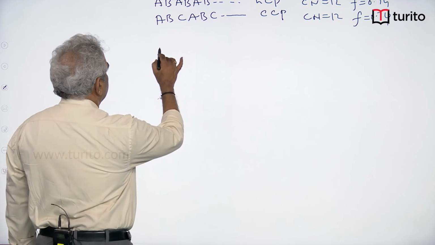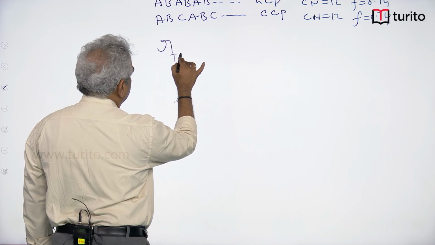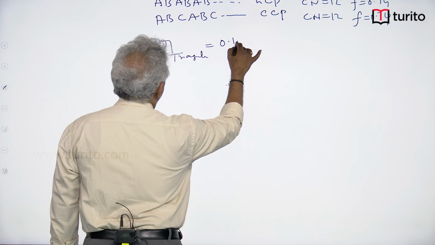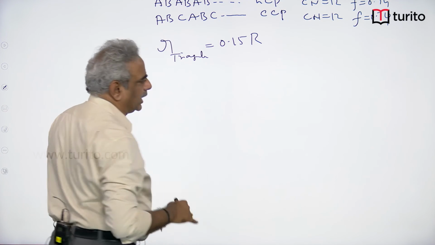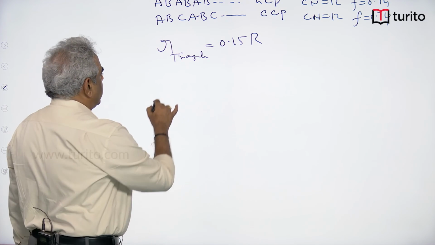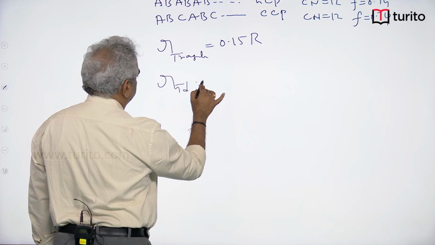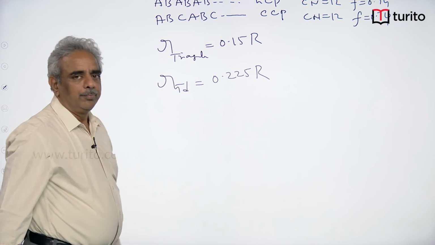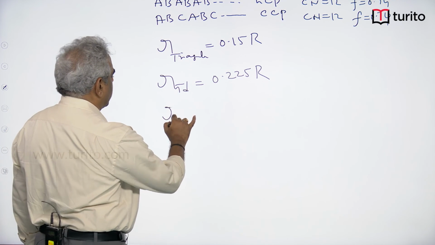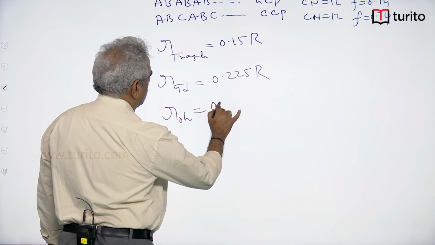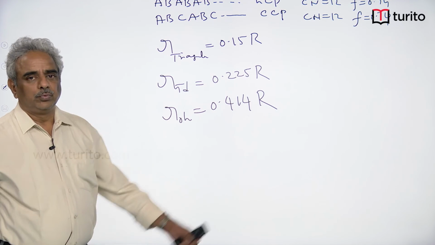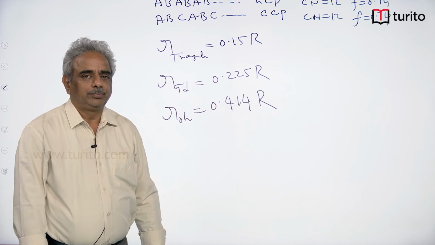The radius of a triangular void is 0.15 that of the sphere making it. Radius of tetrahedral void is 0.225 of the sphere making it. The radius of octahedral void is 0.414 of the sphere making it. These things you should always remember.